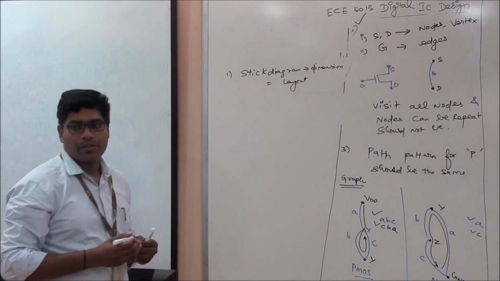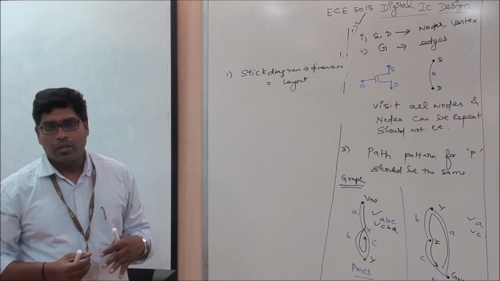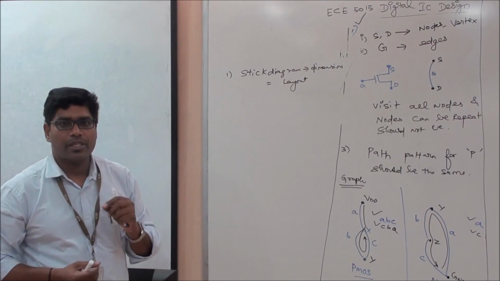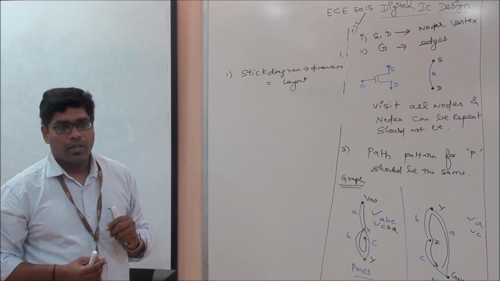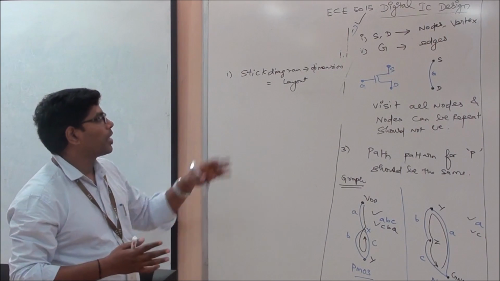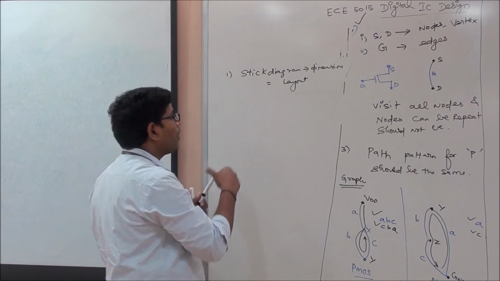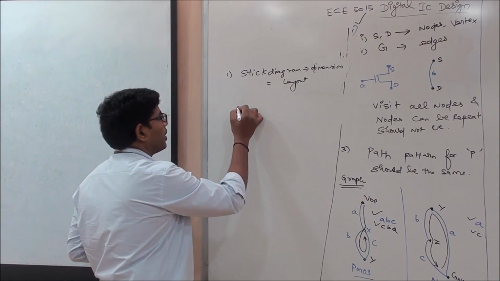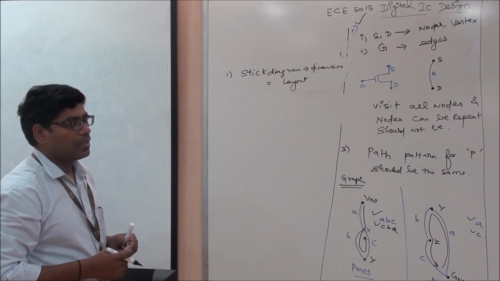There is nothing else. So if I draw the same stick diagram with appropriate dimensions, by dimension what I mean is their exact length, width, all those details, then it becomes the layout. So for the layout, there are three rules or three dimension rules.